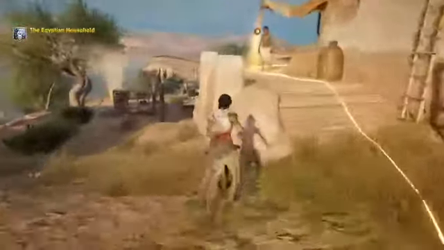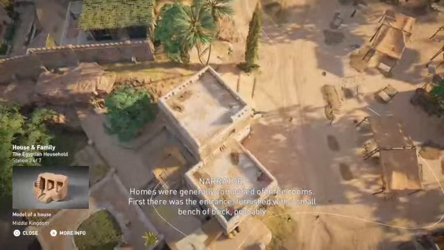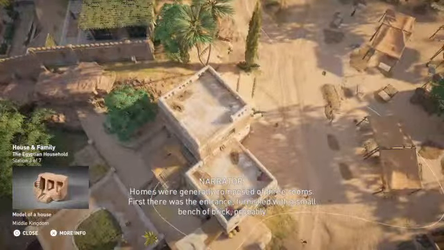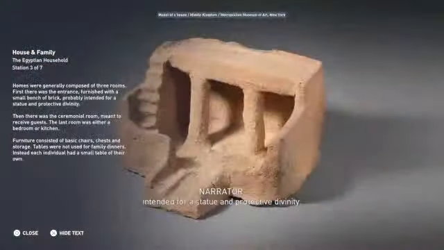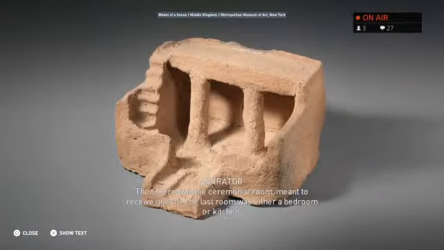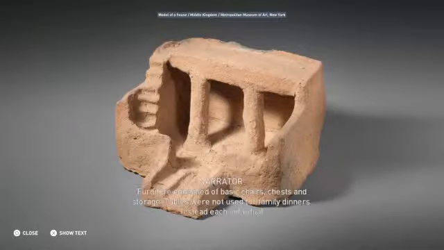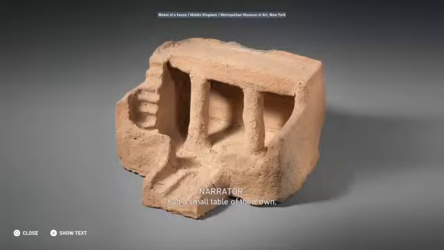Really, ancient Egyptian culture was not meant to be. However, homes were generally composed of three rooms. First, there was the entrance, furnished with a small bench of brick, probably intended for a statue and protective divinity. Then there was the ceremonial room, meant to receive guests. The last room was either a bedroom or kitchen, possibly. Furniture consisted of basic chairs, chests, and storage. Tables were not used for family dinners. Instead, each individual had a small table of their own.